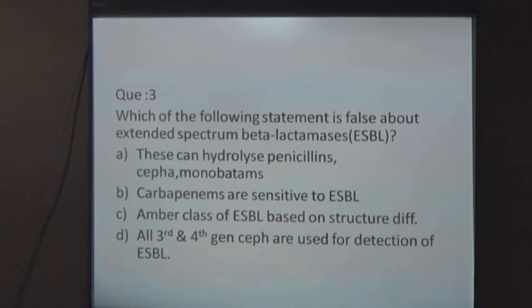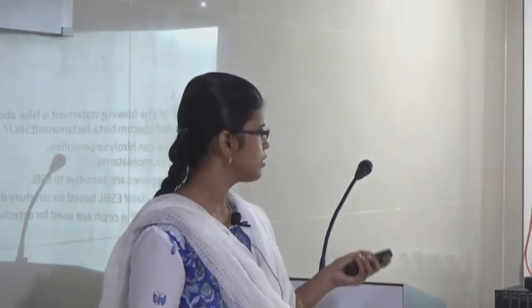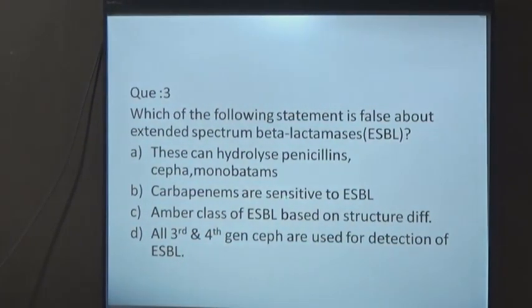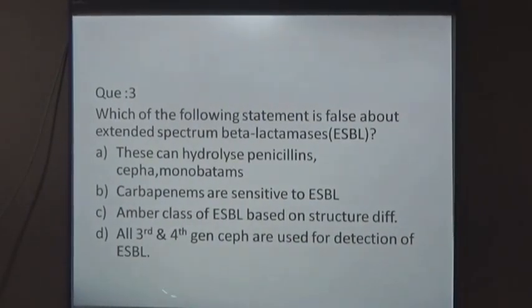Okay, next question. Penicillin binding proteins are clear. Next is beta-lactamase. Which of the following statements is false about extended spectrum beta-lactamase? There are many beta-lactamases, and there is a classification for them. They can hydrolyze penicillin, cephalosporins and monobactams. The carbapenems are sensitive to extended spectrum beta-lactamase. The Ambler class of extended spectrum is based on structural difference. There are two classifications. And all third and fourth generation cephalosporins are used for detection of extended spectrum.